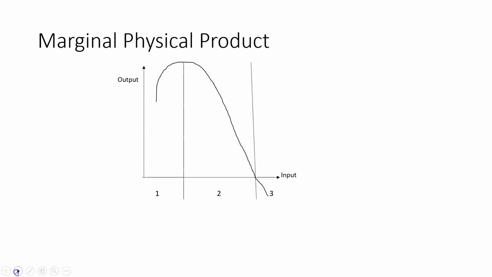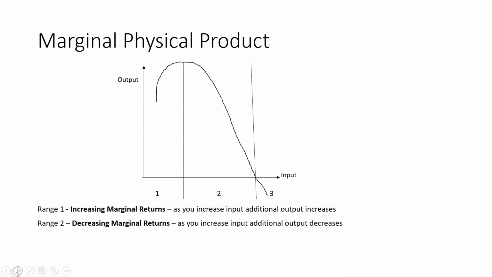So what about these 3 regions? Region 1 here is a region of increasing marginal returns. As you increase inputs, additional output increases. We also see region 2, which is a region of decreasing marginal returns. As you increase inputs, additional output decreases.